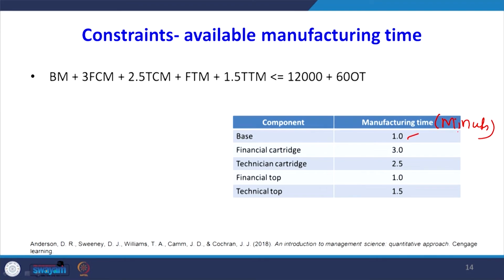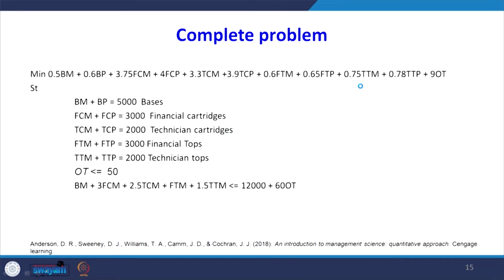So, 1 BM plus 3 FCM plus 2.5 TCM plus 1 FTM plus 1.5 TTM should be less than or equal to your manufacturing time capacity plus overtime. Because we are talking about only manufacturing, there will not be any variable which has P, because P represents purchasing. We are not bothering about purchasing.